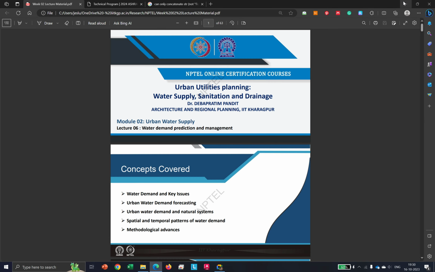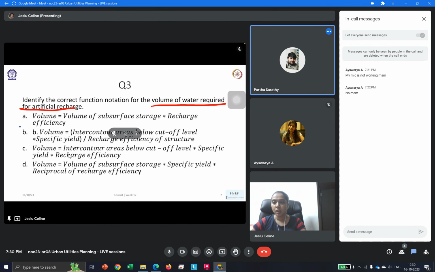And is it option B? Option B, okay. Volume is equal to intercontour areas below cutoff level into specific yield divided by recharge efficiency of the structure. Okay, Aishwarya, what do you feel is the answer?